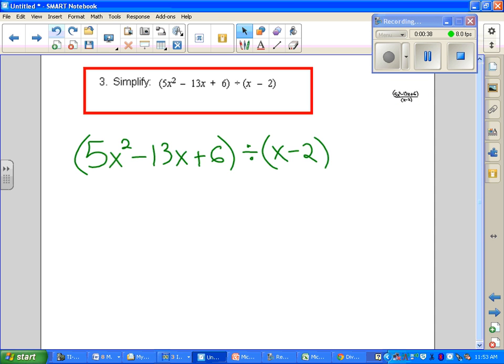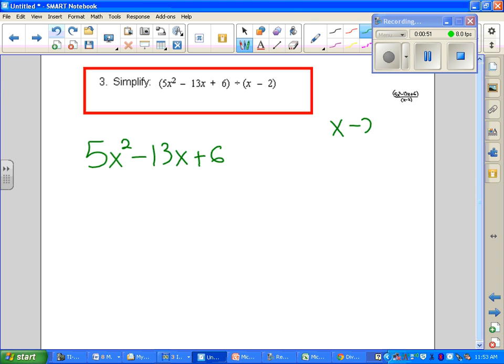So I'm going to get going by factoring it. I'm just going to get rid of this thing because I don't need that. I need to know that this is x minus 2, and I'll put the x minus 2 over here because I want to divide by that in a little bit. I want to factor this. 5 is a prime number, so that's the factor. 13 is a prime number, and 6 is 2 times 3. They have nothing in common, so I can't do the greatest common factor.